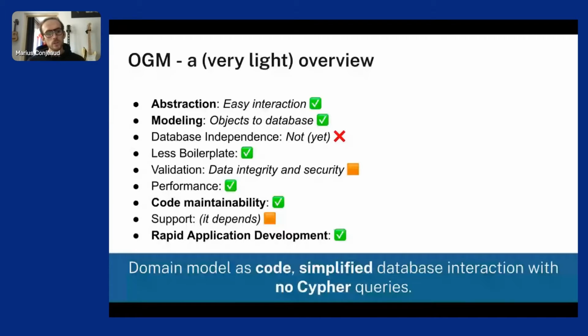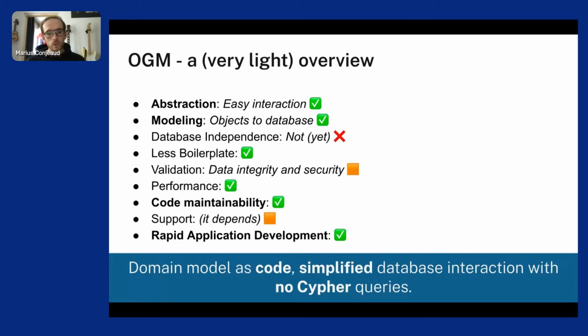So this is a list of advantages. I'm not going to go over all of them. I have a blog post about that, which should be released pretty soon. But the main points here are abstraction. It provides you with easy interaction with the database. And one point in favor of that is the modeling. So you describe your objects using Python instead of whatever you would use, a diagram or whatever.